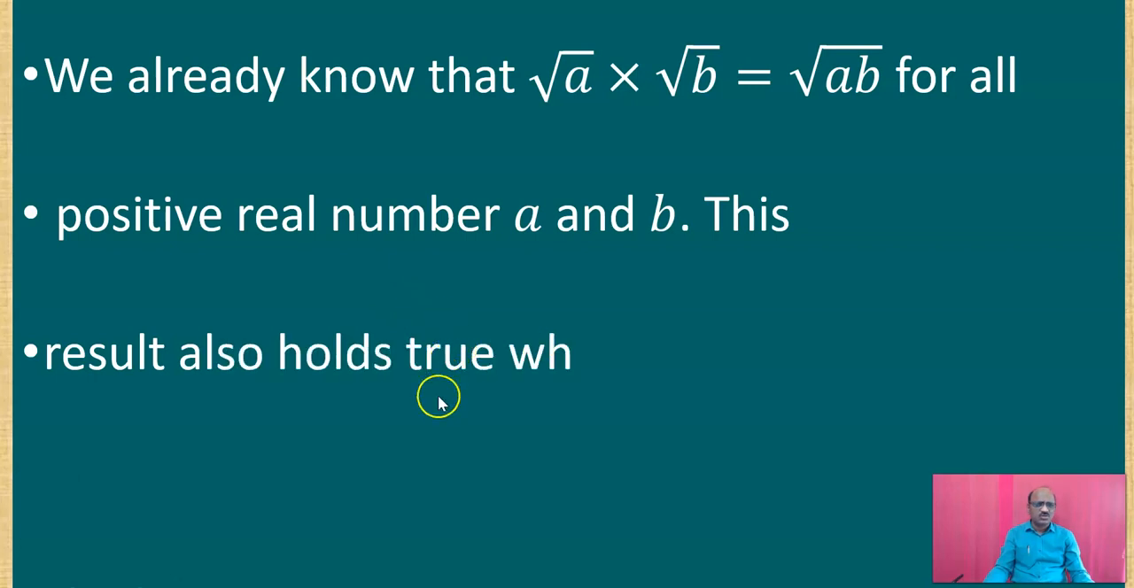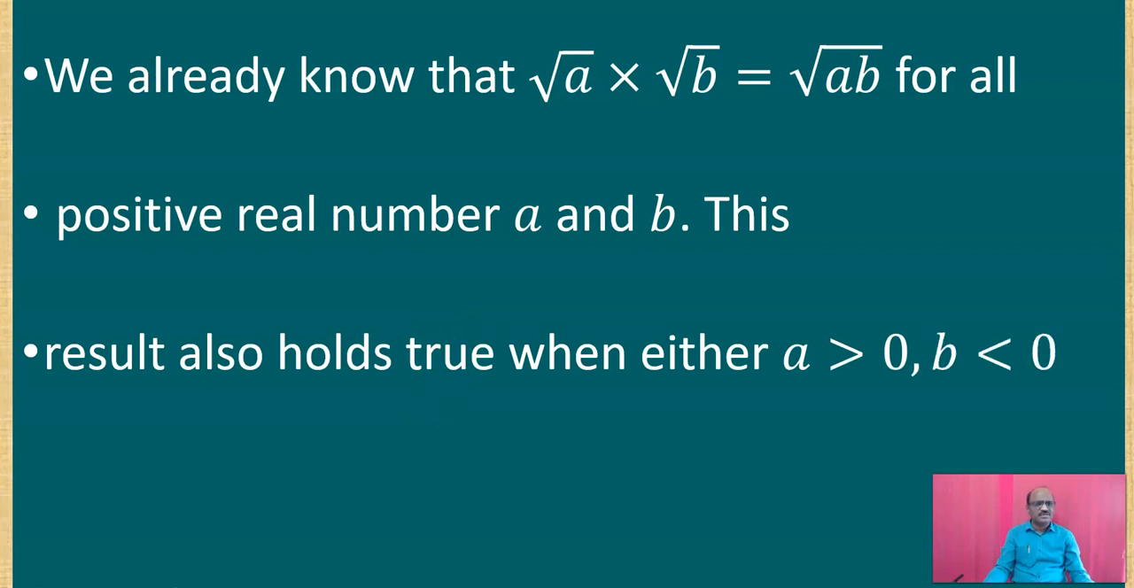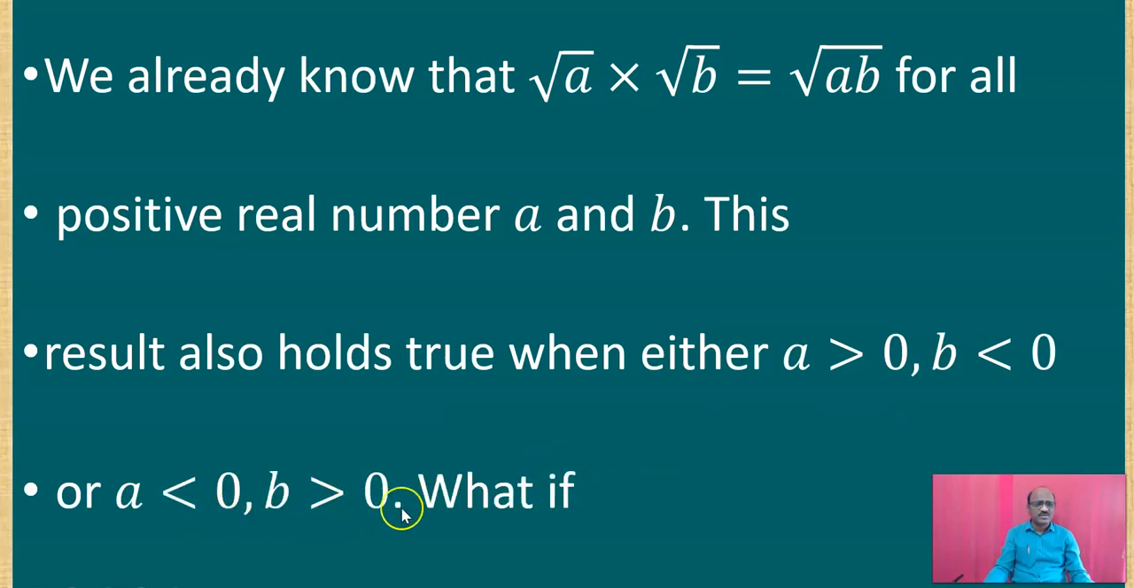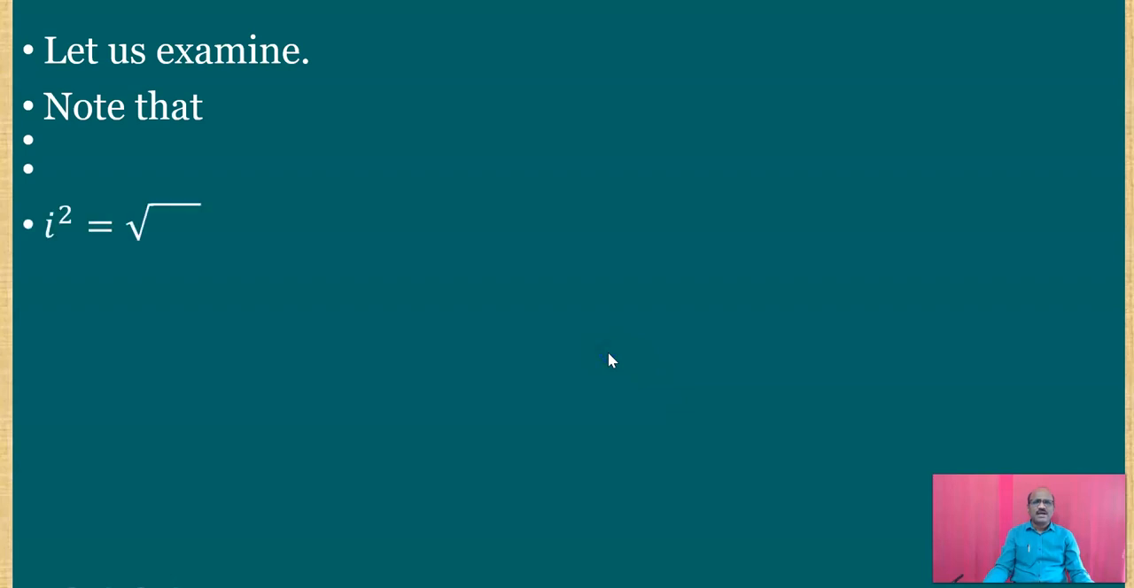This result also holds true when either a is positive and b is negative, or a is negative and b is positive. What if a is negative and b is negative? Then what will happen? Let us examine. Note that i square is equal to minus 1.